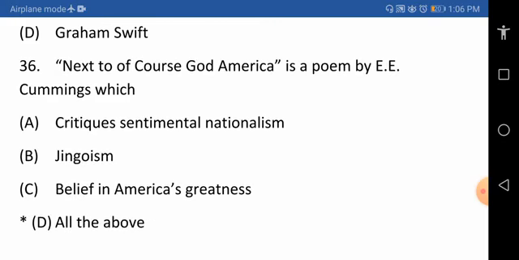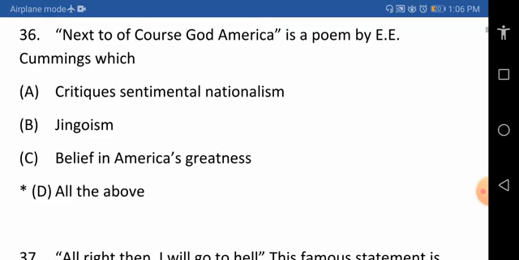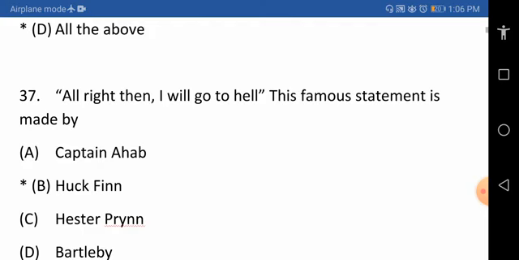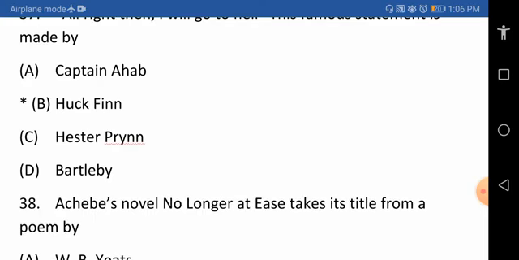Which they have asked, that answer is all of the above. Critics of sentimental nationalism and jingoism, belief in America's greatness. 37th question is, all right then, I will go to hell. This famous statement is made in Huckleberry Finn, written by Mark Twain.